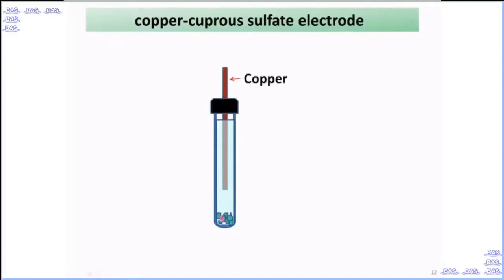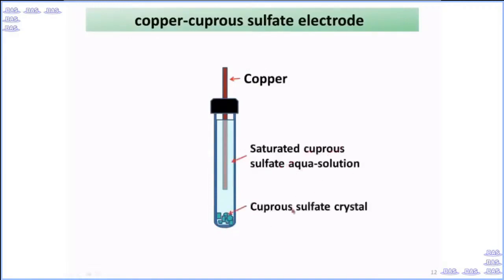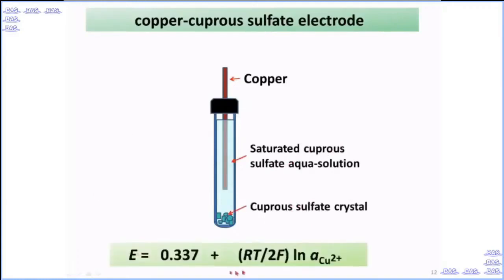Copper and saturated cuprous sulfate aqueous solution, with cuprous sulfate crystal. The potential is like this. And this does not include chloride ion. So this electrode is usable for corrosion science.